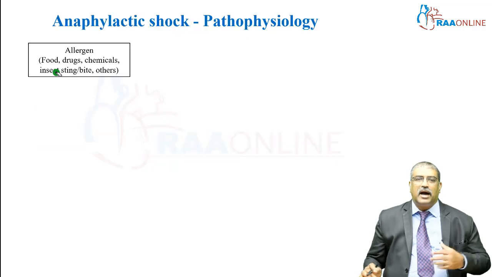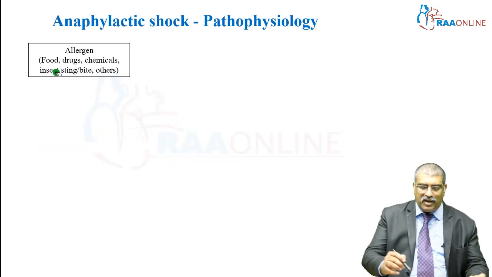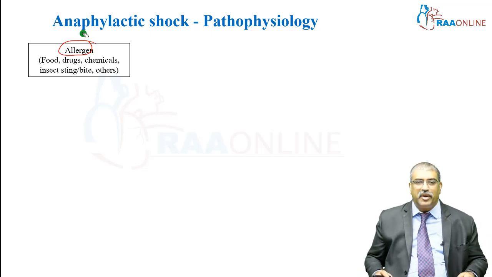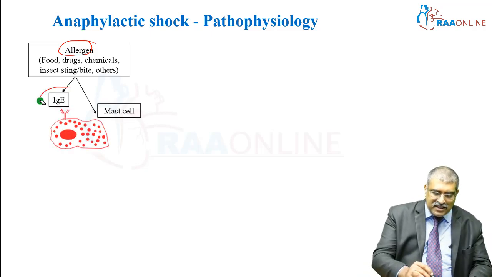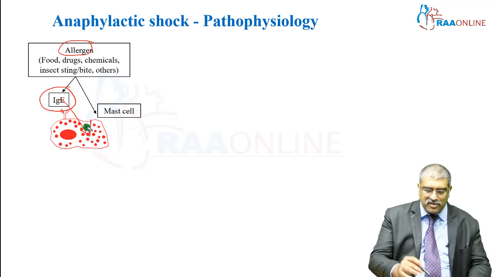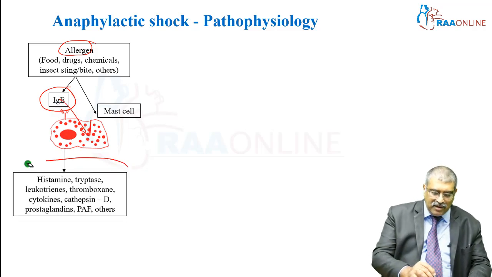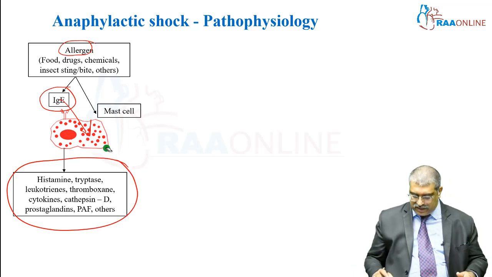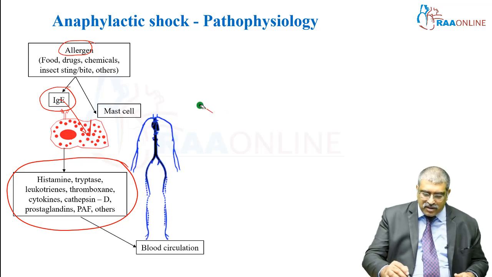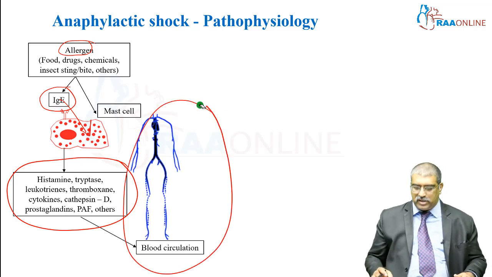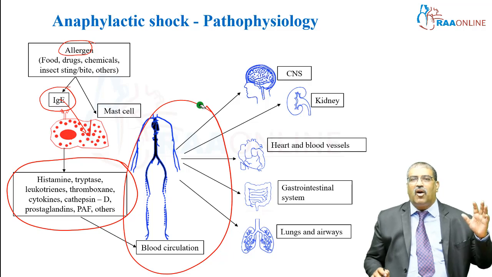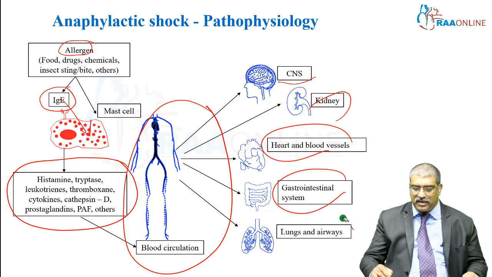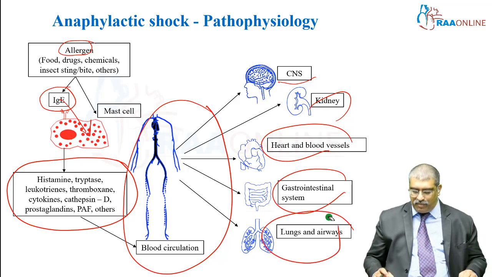Now coming to anaphylactic shock, here you have an exposure to allergen, which might be a food, chemical or an insect bite. You have IgE, which combines with the mast cell and releases the inflammatory mediators. Your histamine, leukotriene, cytokines, thromboxane, everything gets released, and this goes to the body circulation and then all the organ systems: your central nervous system, kidney, heart, blood vessel, gastrointestinal, lung, airway and skin will be affected.